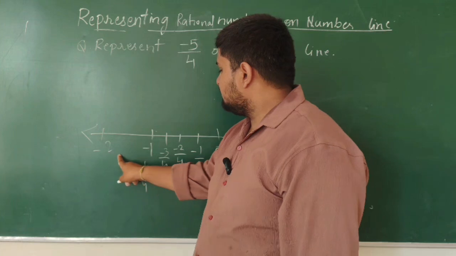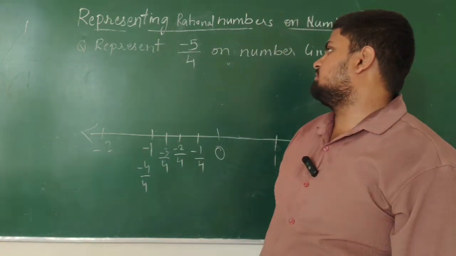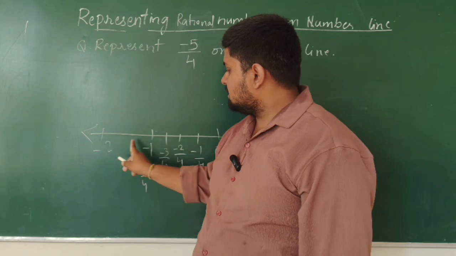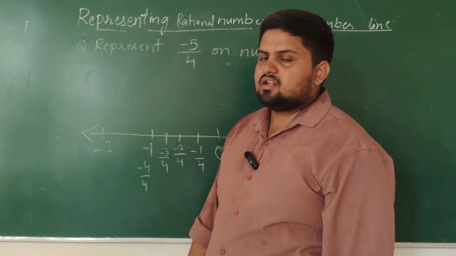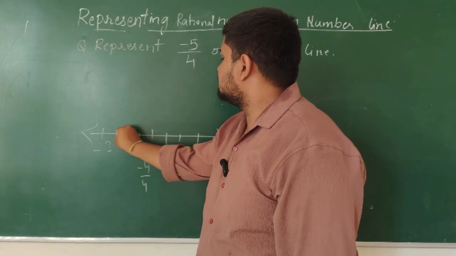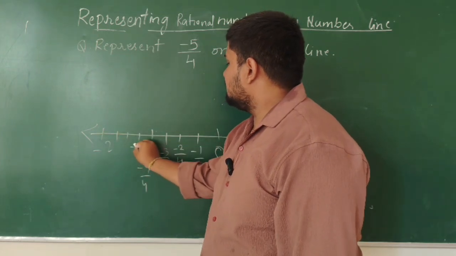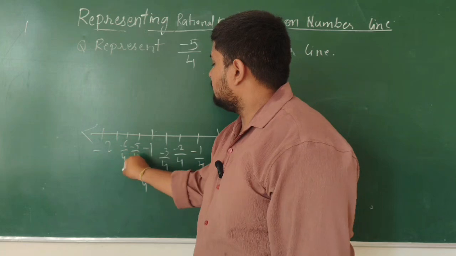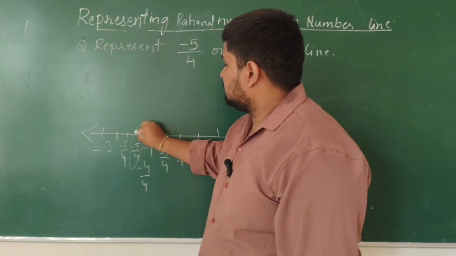Now I should again divide this. See, still I did not get the number minus 5 by 4. So what I should do? I should again divide this lane between minus 1 and minus 2 into 4 equal parts by putting 3 lines in between. 1, 2, 3. The next line will be minus 5 by 4, minus 6 by 4. So here we got minus 5 by 4.